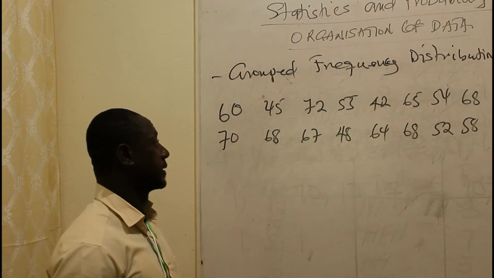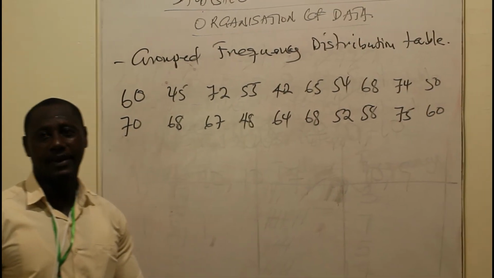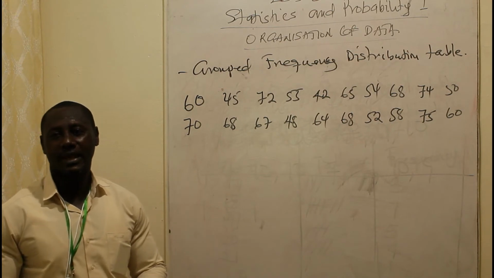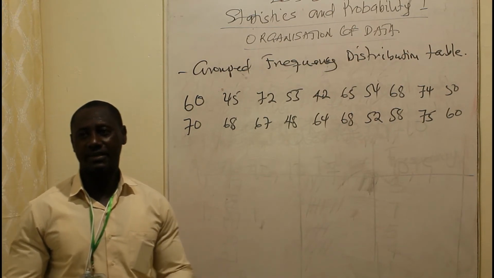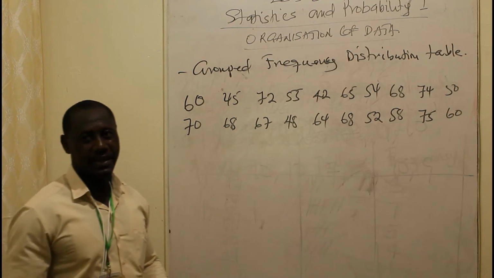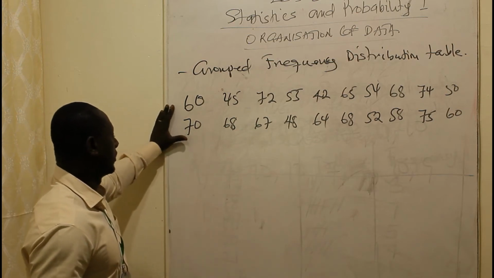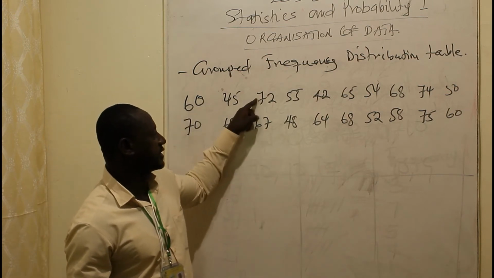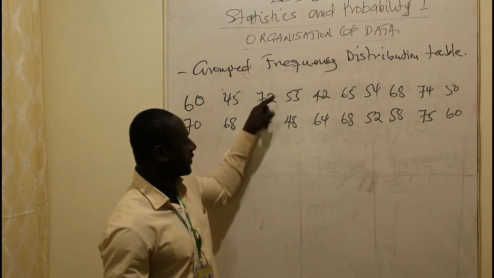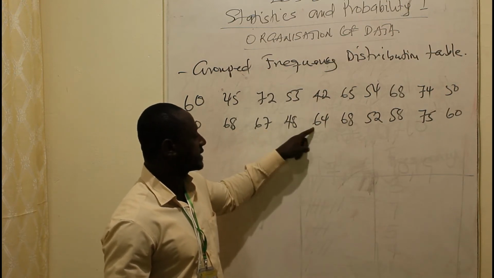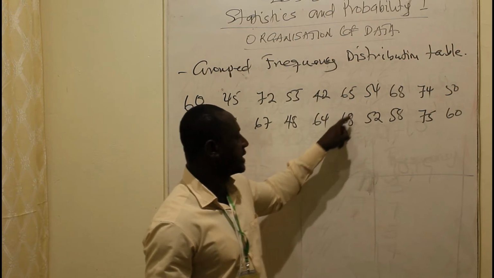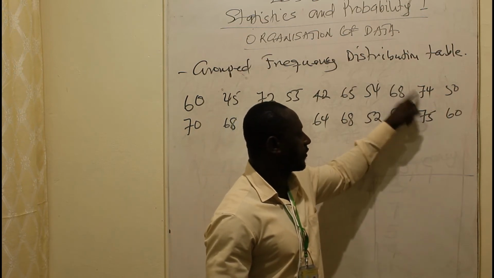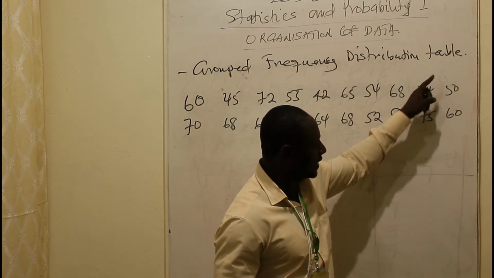Let's assume that we are looking at the figures that were obtained when we measured the length of iron rods in centimeters and to the nearest centimeter. And these are the measurements that we got: 60, 70, 45, 68, 72, 67, 55, 48, 42, 64, 65, 68, 54, 52, 68, 58, 74, 75, 50, 50, and then 60.